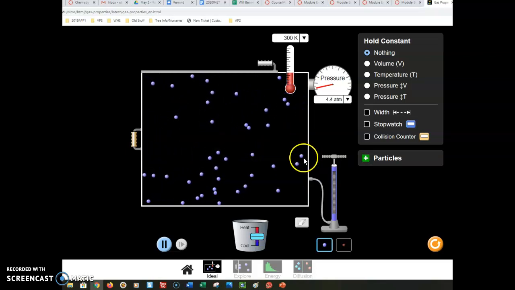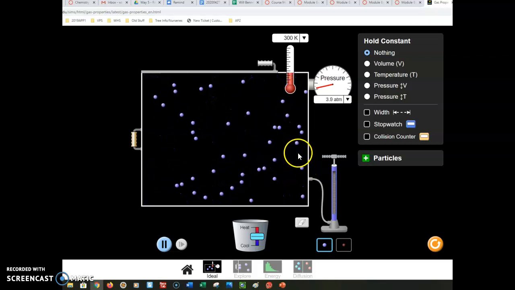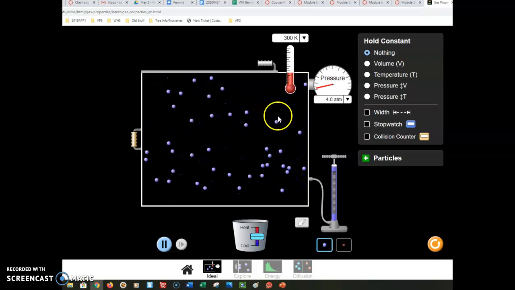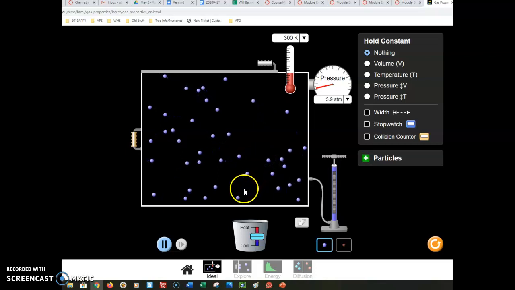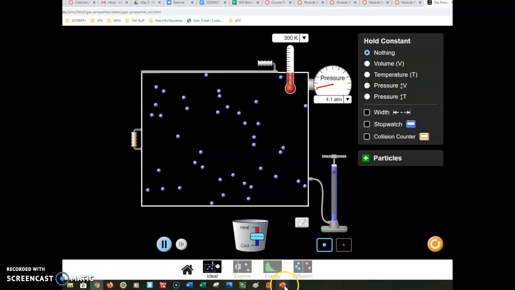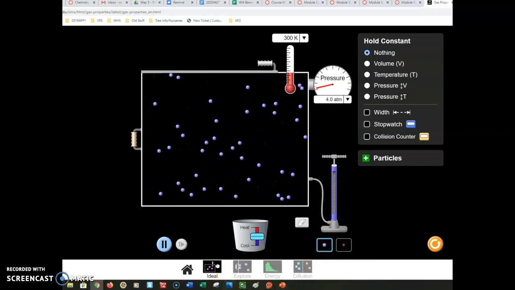Some of these would be moving 300 meters per second, which is pretty fast. It's right at the speed of sound. You can also see that some particles travel a very long way before they interact with other particles. Now, back to the presentation.